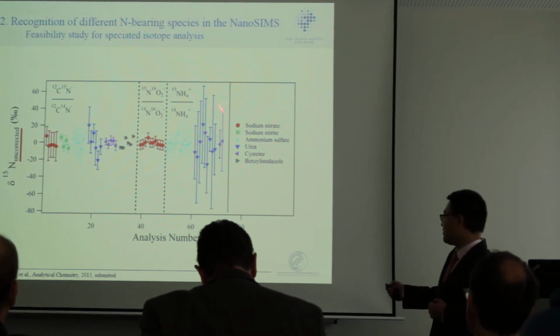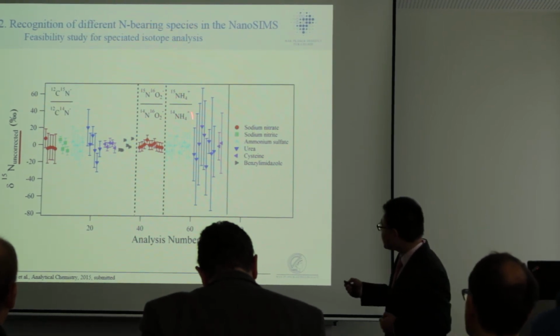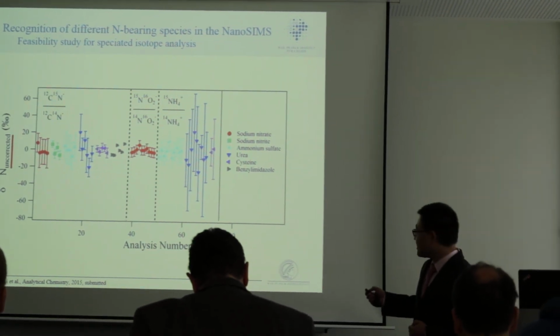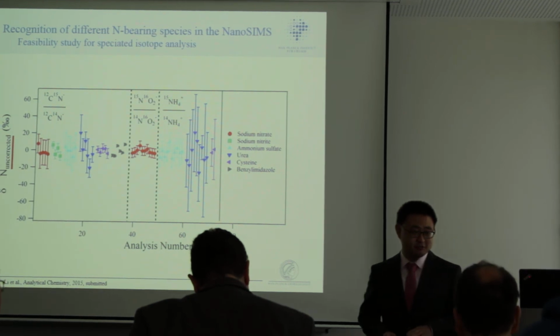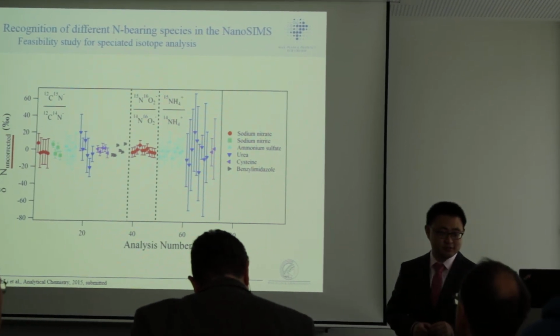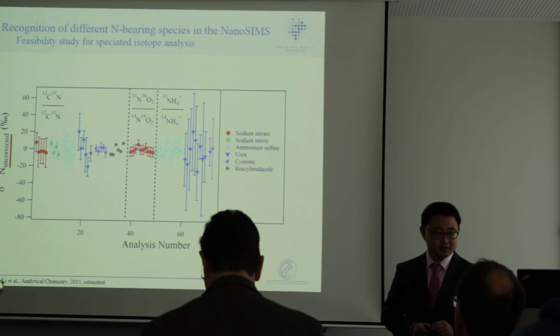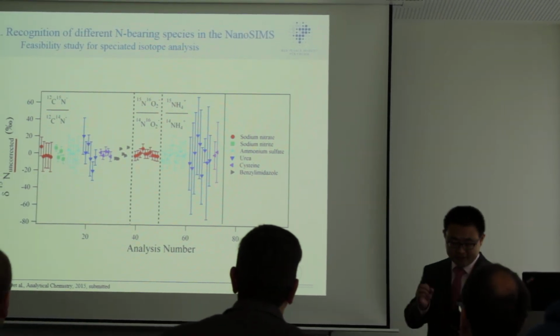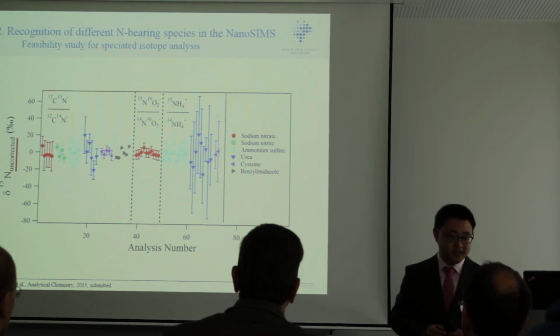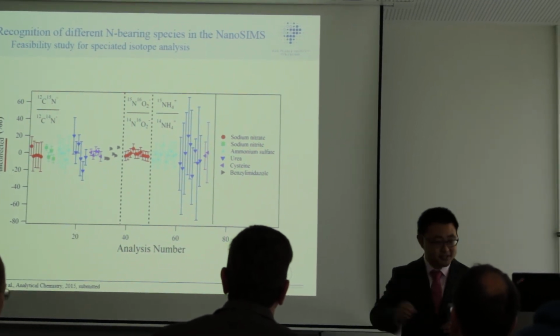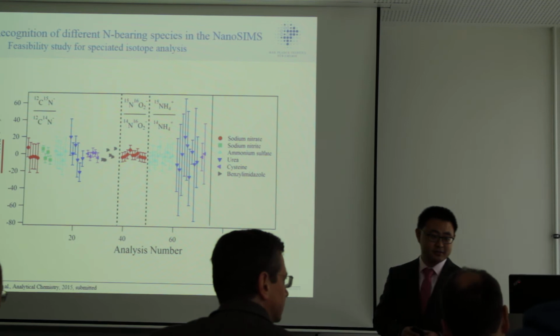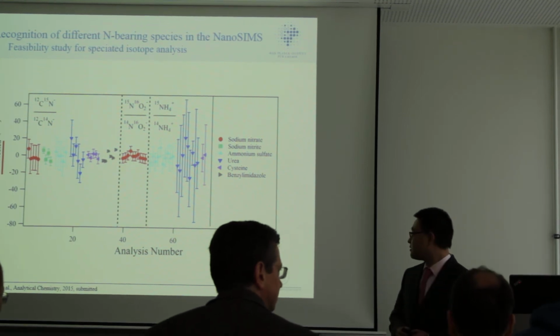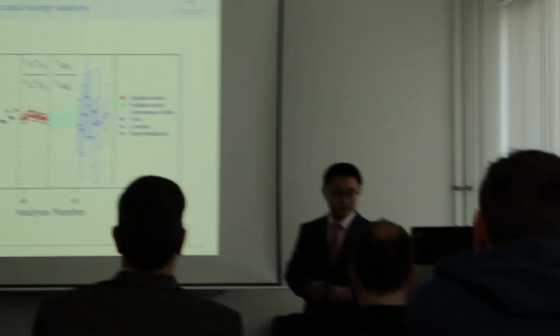And similarly for NO2 plus, NH4 plus, the signal is really low. So you would have to analyze different parts of the aerosol particle to get smaller errors. Yeah. One choice is to measure the same spot for a long time, and another choice is to measure many spots and calculate them.